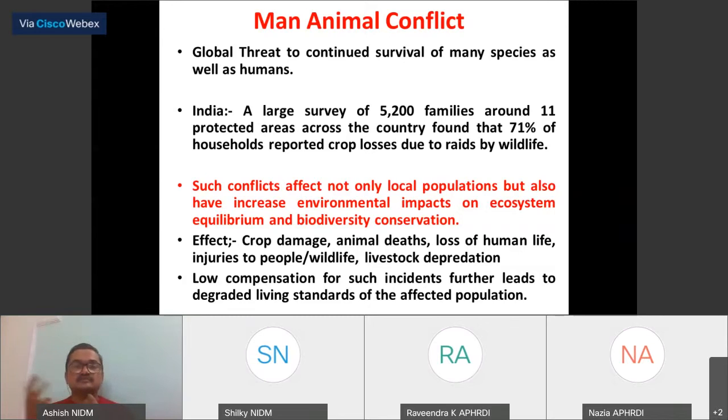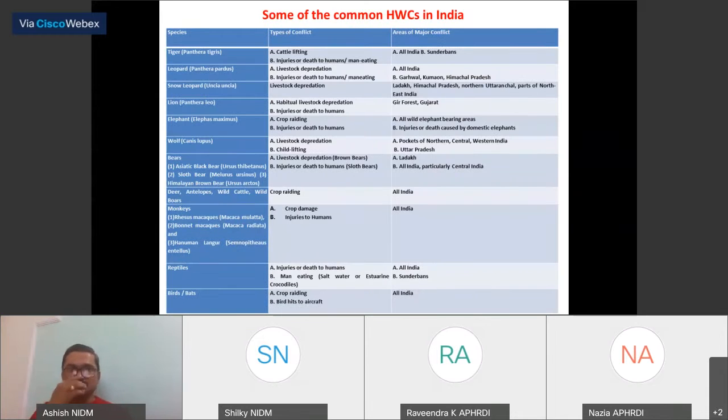The effects are crop damage, animal deaths, and loss of human lives. We can have injuries also to people and wildlife. Then there is also livestock depredation. Most of the population in poorer nations, in poorer societies, depend on livestock for their livelihoods. So if wild animals come into human habitat and attack the livestock, it also affects the livelihoods of the local people. So man-animal conflict is a very important aspect.